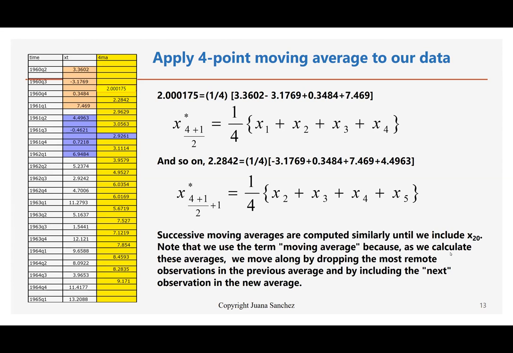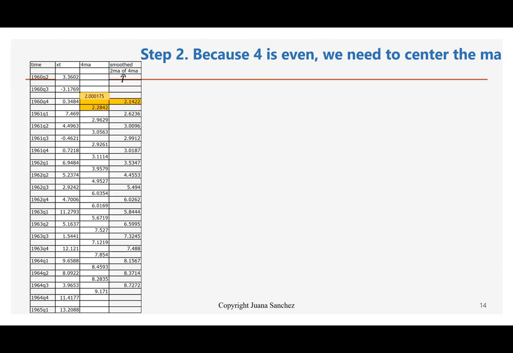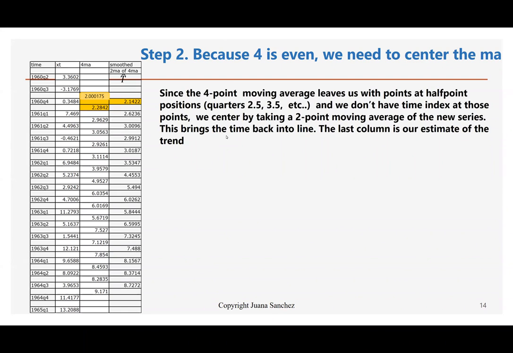So we use the term moving average because as we calculate these averages, we move along by dropping the most remote observation in the previous average and by including the next observation in the new average. So the name makes sense. Now, because 4 is an even number, we need to center the moving average. We don't want this situation of being in the middle. So we do another moving average of the moving average. We take a 2-point moving average. That's called centering, taking a 2-point moving average of the new series.